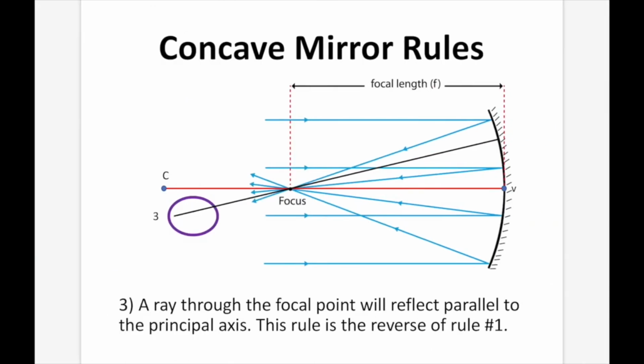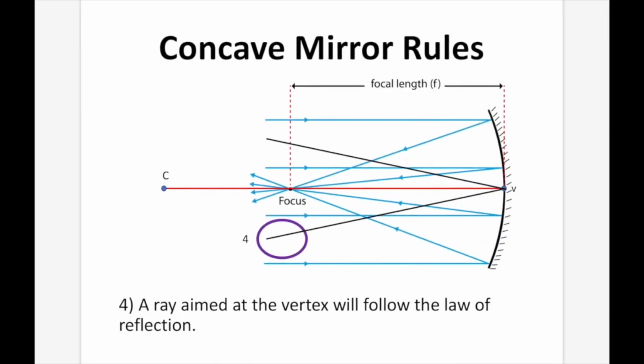Number three, a ray through the focal point will reflect parallel to the principal axis. So this is the reverse of rule number one. If we send a ray through the focal point and it hits the mirror, it's going to come back parallel to the principal axis. And number four, a ray aimed at the vertex will follow the law of reflection. Just like it will no matter where you hit on the mirror, it's just going to be a little bit more obvious when it hits the vertex. Remember, the vertex is where the principal axis hits the mirror. Any incident ray is going to have an angle, so that's going to be our angle of incidence, and that angle of incidence is going to equal the angle of reflection, as we've talked about before.